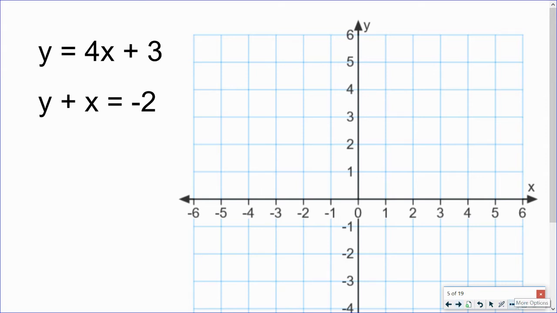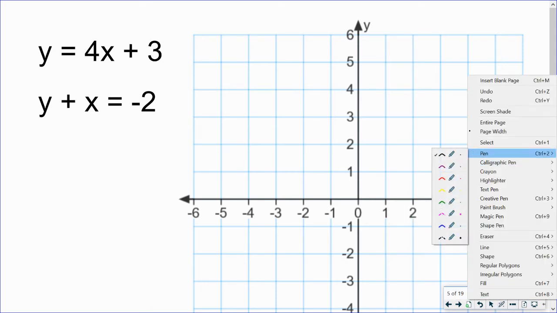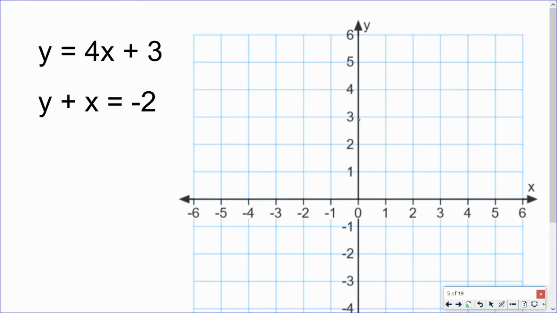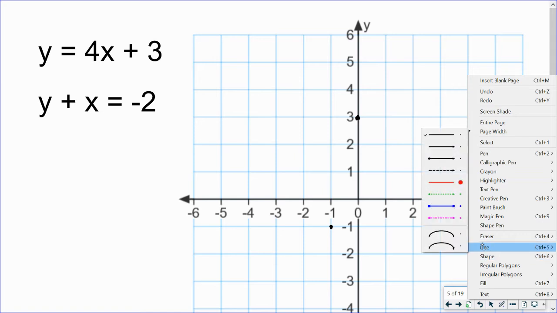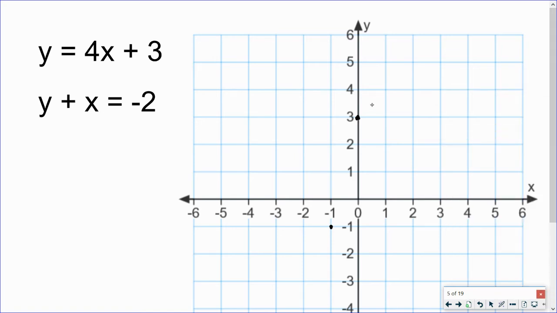So for this particular one, my y-intercept is 3. My slope is 4. 1, 2, 3. Oh, I'm off the page. So 1, 2, 3, 4 over 1 to the left. The reason I want to move left on that is because I was going down. So now I have this particular line graphed.